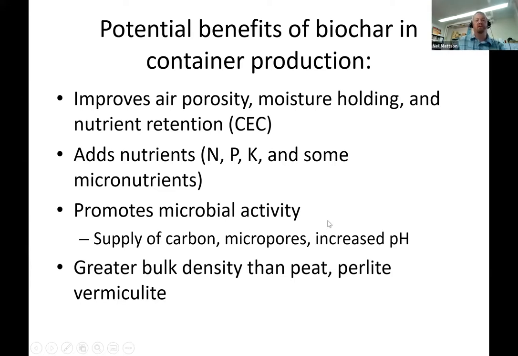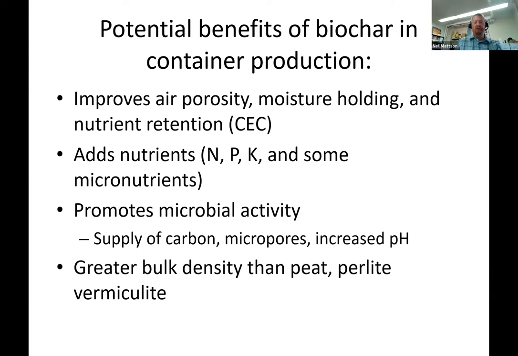Biochar is reported to promote microbial activity, and there are several modes of action here. One of them is supplying carbon, so there can be a food source for microbes. The micropores can actually be good sites for microbial development. And microbial activity is usually highest at neutral pH, and some of our soilless mixes can have very low pH. So if we increase the pH and get somewhat closer to neutral, that can promote microbial activity.